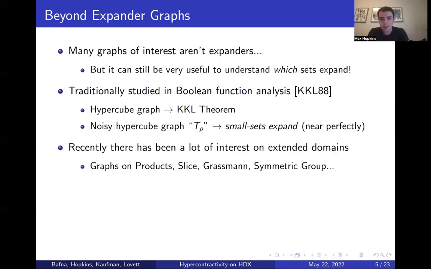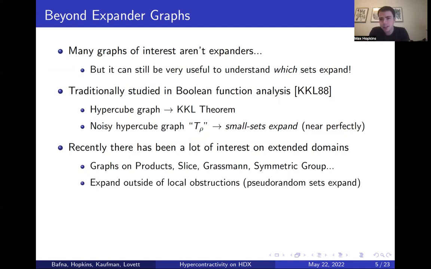So what have we been doing since then? Well, recently there's been a lot of interest in understanding this type of behavior beyond the hypercube, beyond this original object that was studied. This includes graphs on general product spaces, on slices of the hypercube, on vector space structures like the Grassmann, on algebraic structures like the symmetric group. And these extended regimes all seem to satisfy the same sort of behavior. They're not small set expanders like the noisy hypercube graph, but they do expand outside of some small number of canonical local obstructions. I'll say exactly what these are in just a minute.